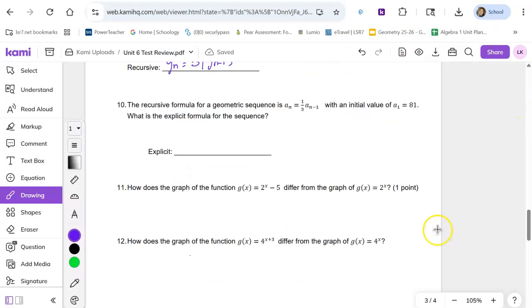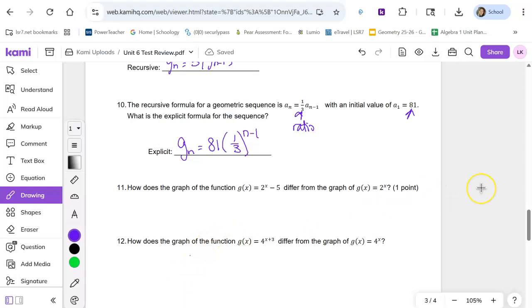Now, for number 10, it says the recursive formula for a geometric sequence is A sub n equals 1/3 A sub n minus 1, with the initial value of A sub 1 equals 81. What is the explicit formula for the sequence? I know this is my first term, this is my ratio. So I have G sub n equals 81 times 1/3 to the n minus 1 power.